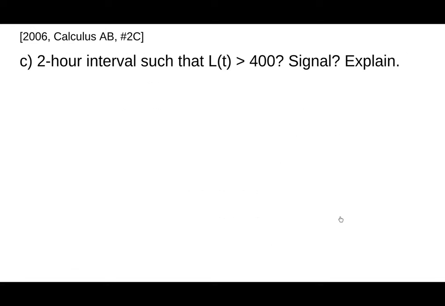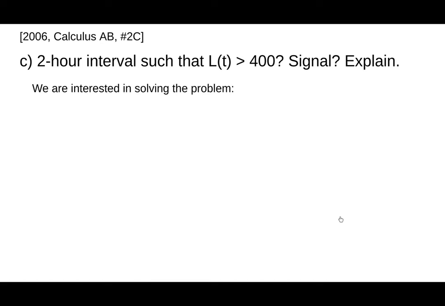In part C of this question, it's given that they're going to install a light at this intersection if there's a 2-hour interval such that L of t is greater than 400. And if there is, they will install a signal, and we have to determine whether or not a signal will get installed at this intersection. So mathematically, this is the problem that we are interested in.